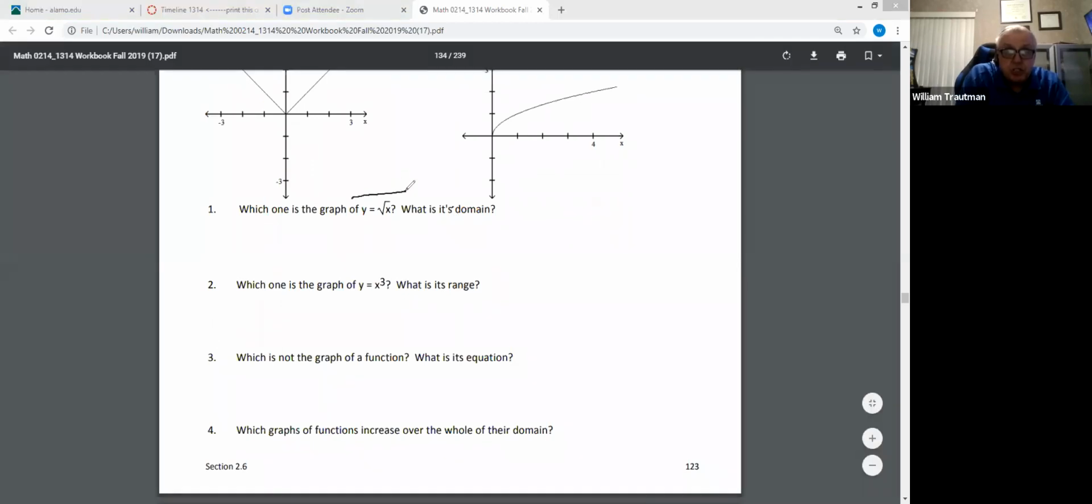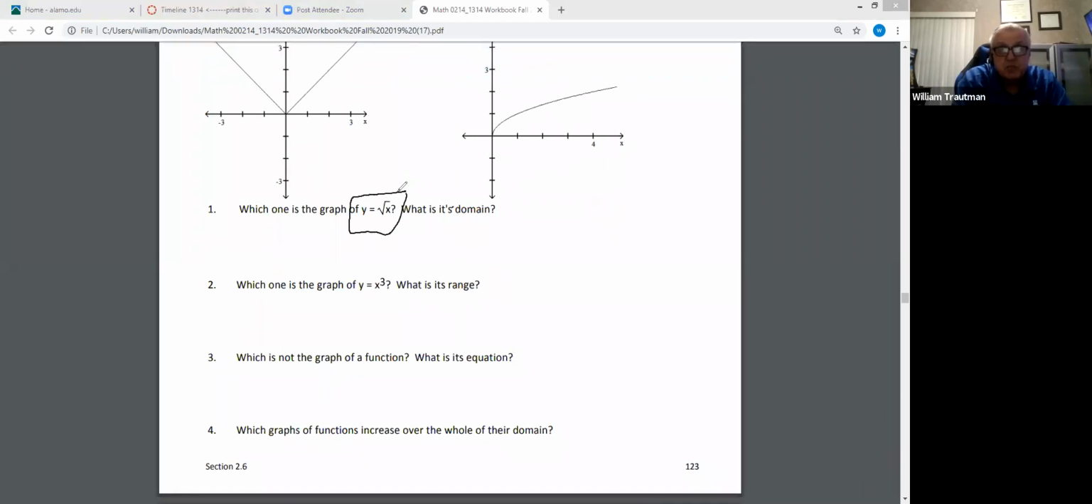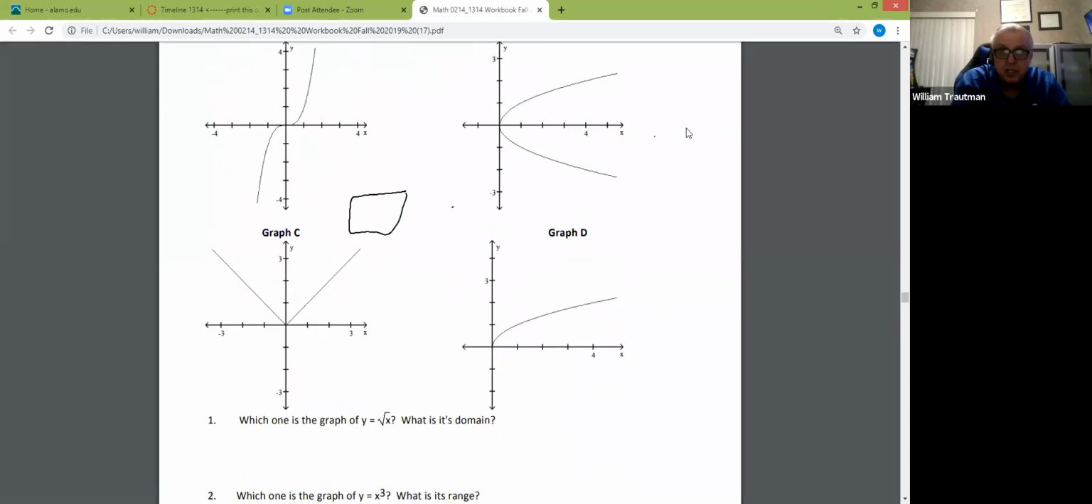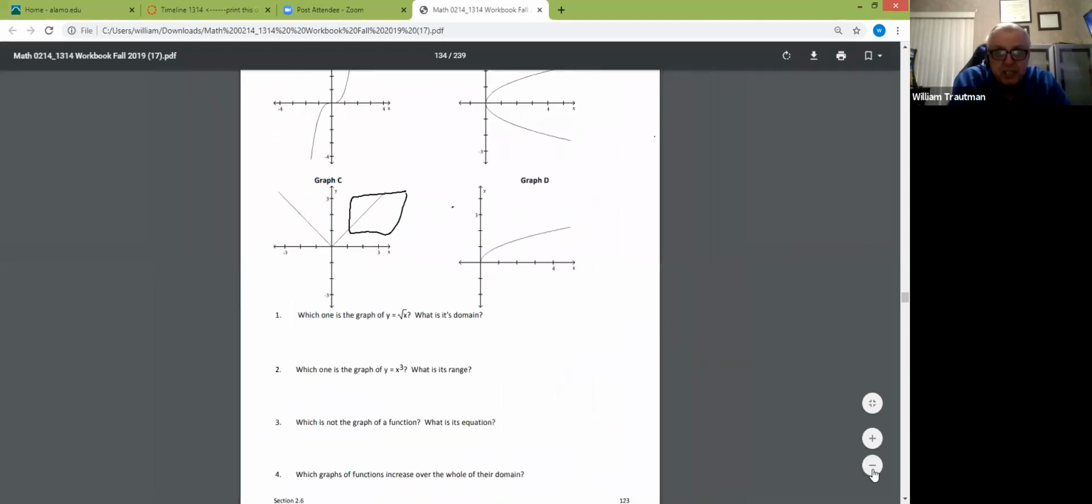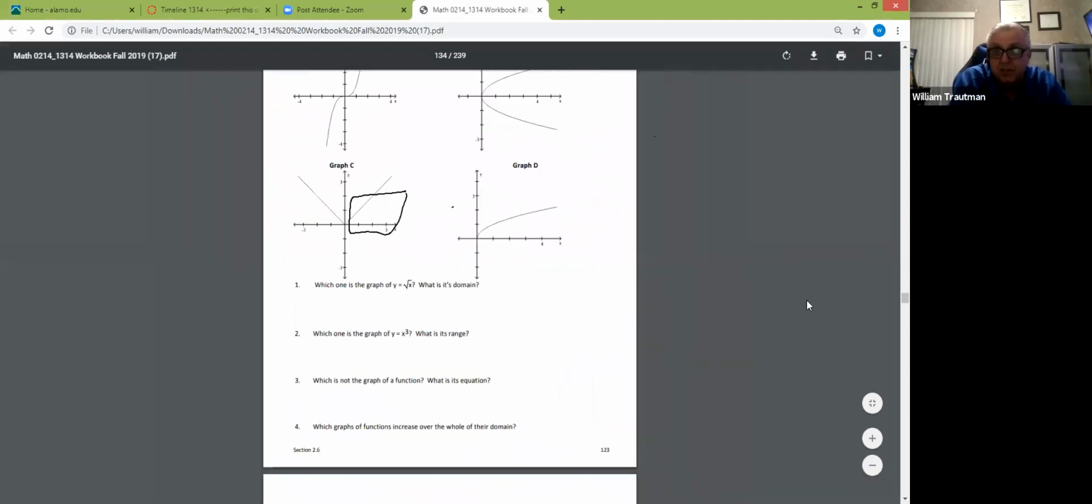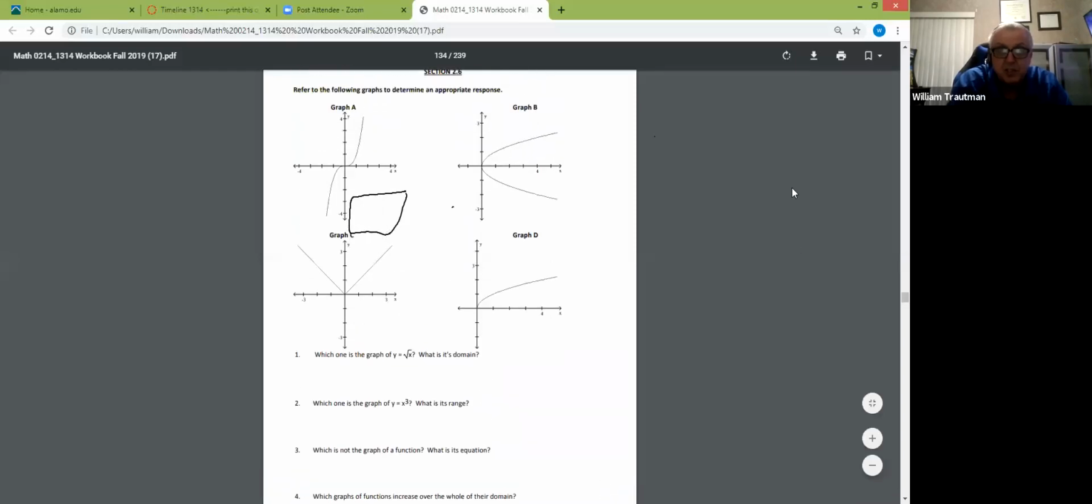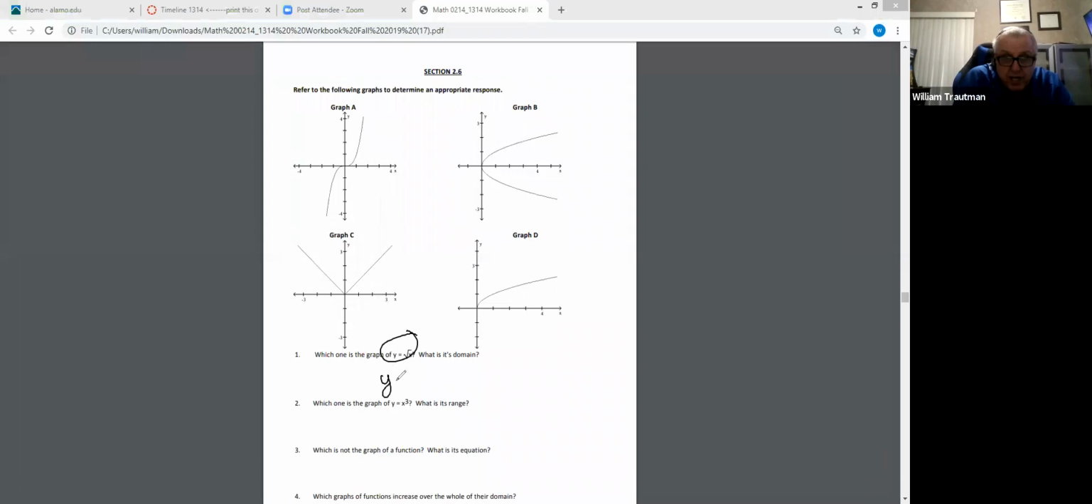Y equals the square root of x. If we look at our graphs up here, the square root of x is graph D. I'm going to make this very small so I can get the whole picture in there. It's going to be really tough on me to see it, and you probably. So y equals the square root of x is graph D.